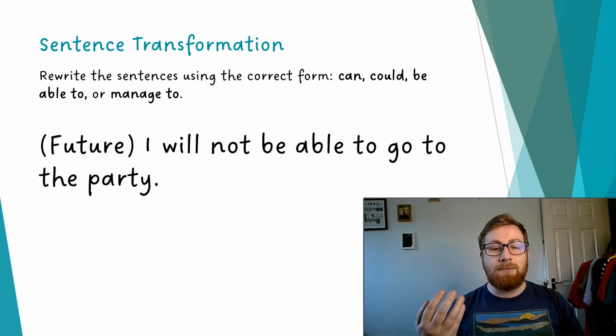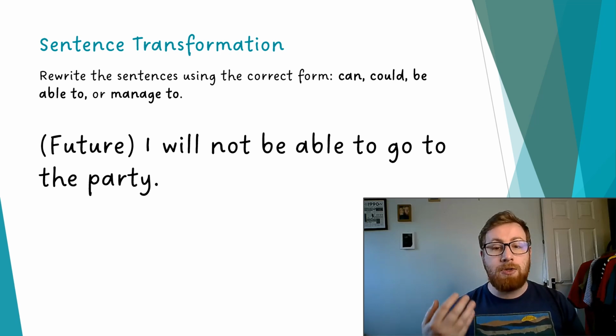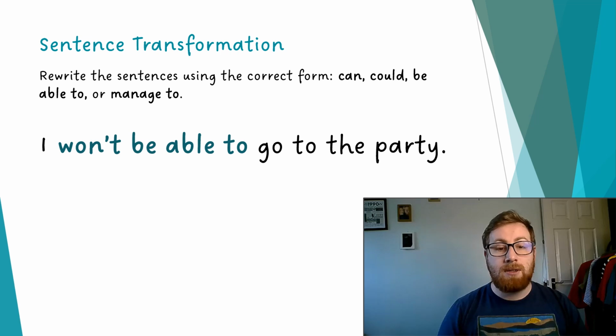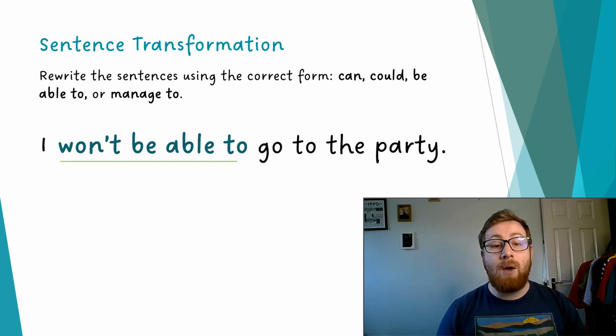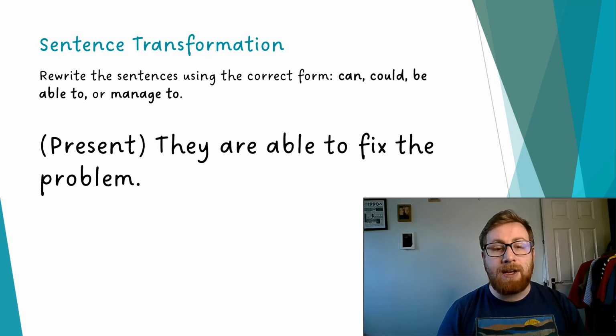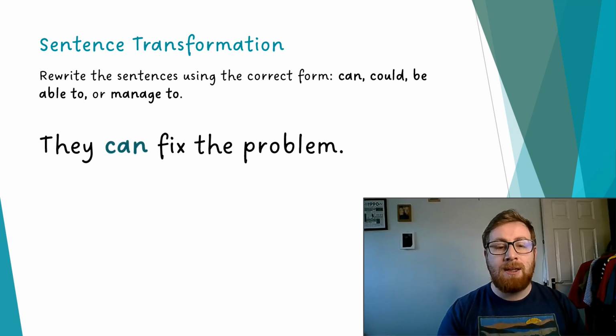Looking at the future now, I will not be able to go to the party. So it's a future ability. I won't. It's a future inability. I won't be able to go to the party. Let's take a look at this one. They are able to fix the problem. So we want to use the present. We use can, could, be able to, or manage to. Can is used for present ability. They can fix the problem.